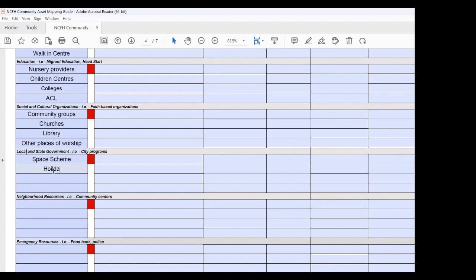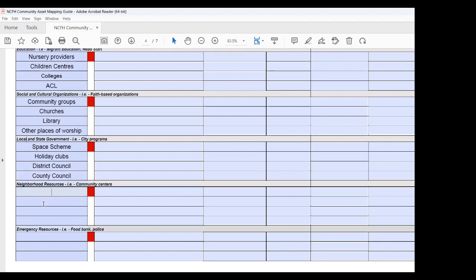Basically, anything like your district and your county council, because they quite often run events, don't they? And have things that event in places as well.